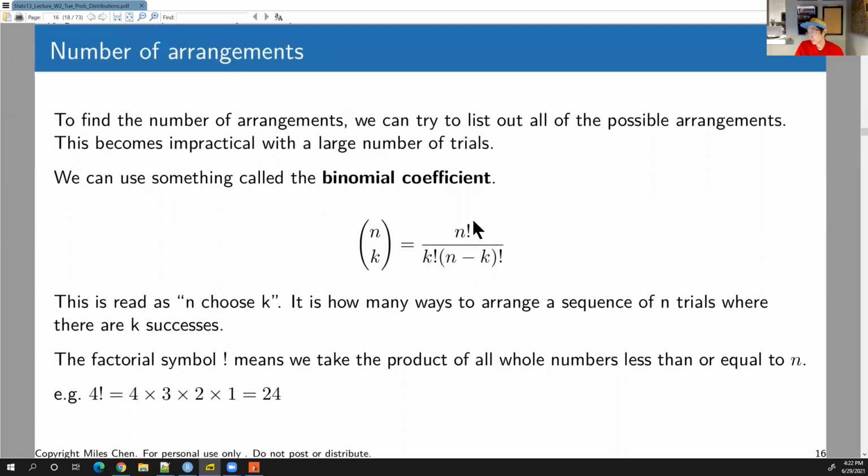And so if you're not familiar with the factorial function, you're going to take the product of basically all of the whole numbers less than or equal to n. So 4 factorial is 24 because you're doing 4 times 3 times 2 times 1. 5 factorial would be 120. It's 5 times 4 times 3 times 2 times 1. And you know, these factorial numbers get really big really fast just because you're multiplying all of these numbers together.